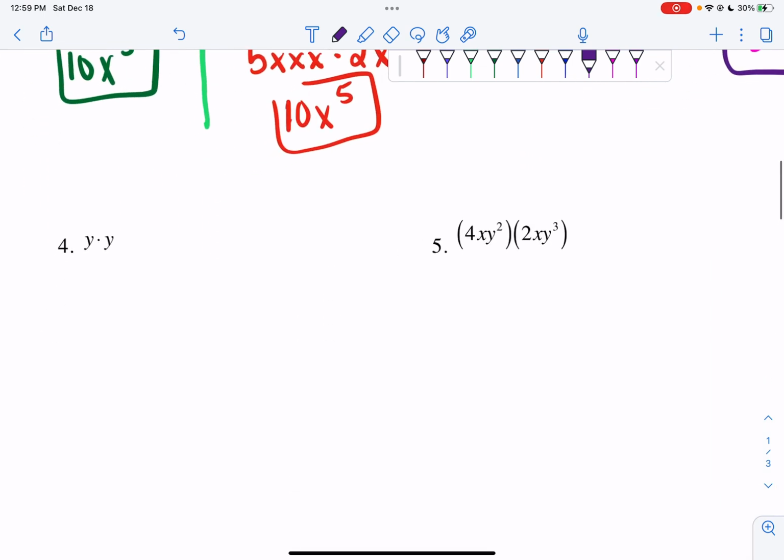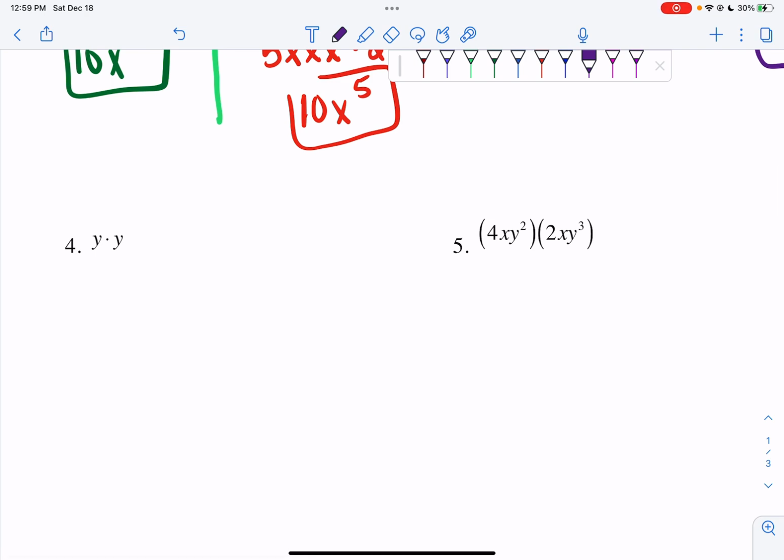Number 4, y times y. Give me the heads up, it's not 2y. So when I have y to the first times y to the first, I just add those exponents, so I have y squared. And that's your final answer.